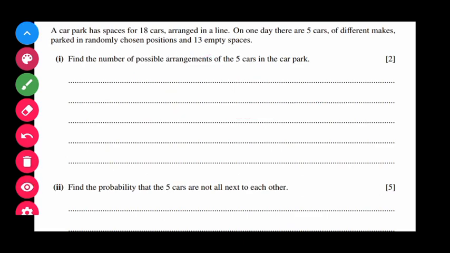Find the probability that 5 cars are not all next to each other. So here a condition is given. All those 5 cars are not next to each other. They should not be together. So how can we do this?